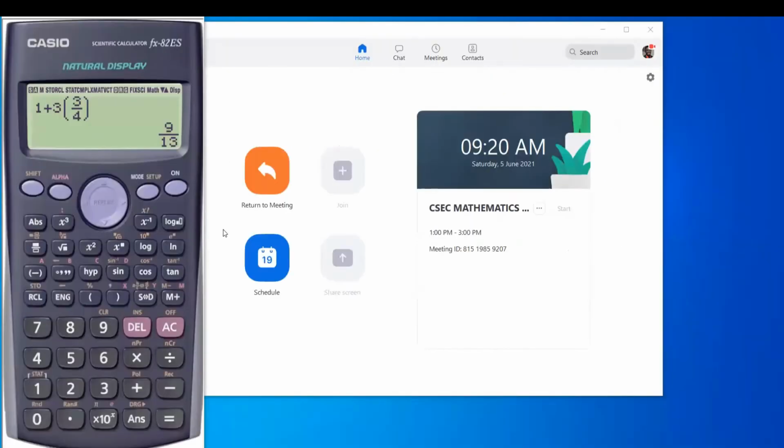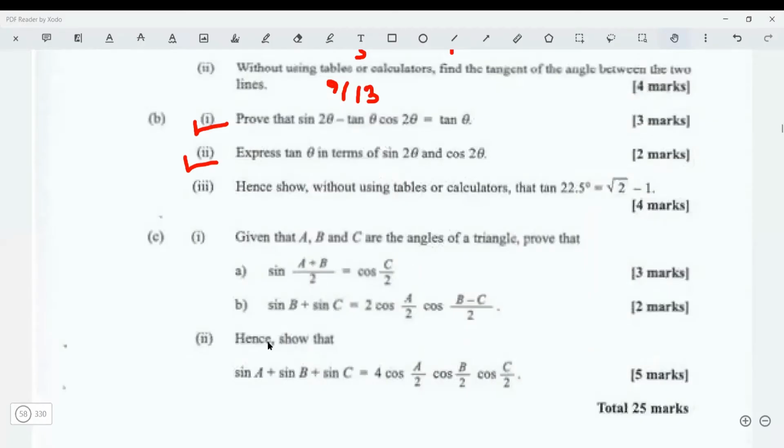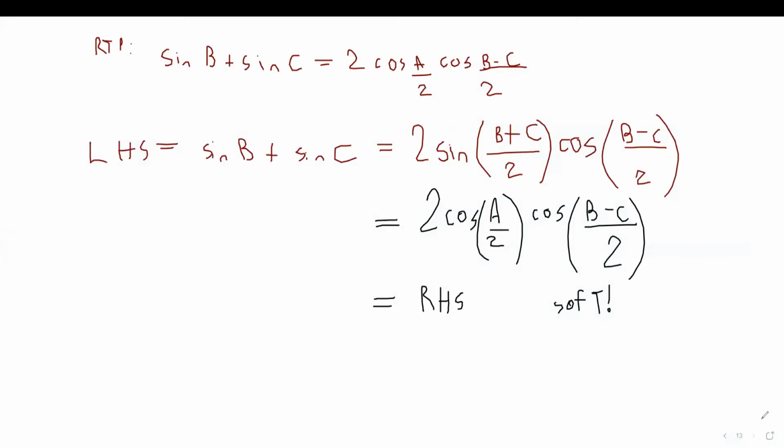Now the next part says we're required to hence show that sine A plus sine B plus sine C is 4 cos A over 2, cos B over 2, cos C over 2. All right, that one looks spicy, man.